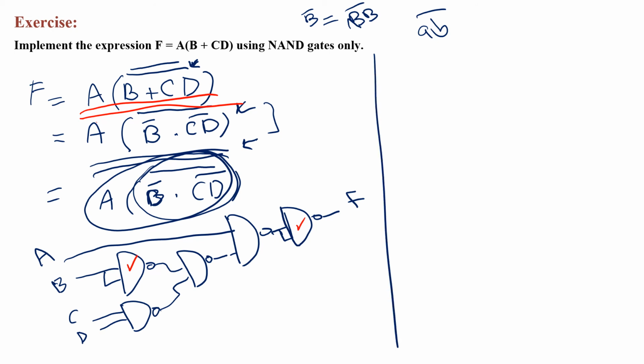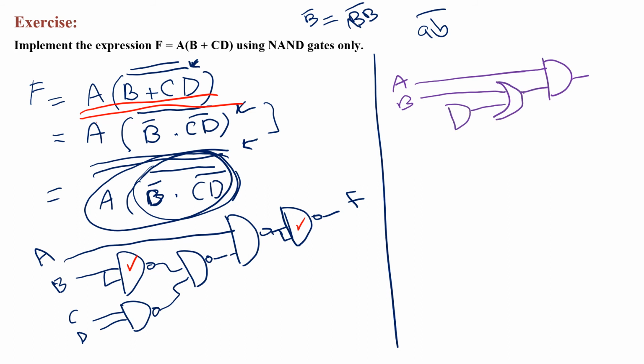algebra. The second method we said is to sketch the original expression as it is. So we'll say F, I'm going to sketch it directly, I don't have to rewrite it. So I will start naming the inputs. We have A ANDed with B or CD. So B ORed with C and D. And the output of the expression is F. So this is the original expression.